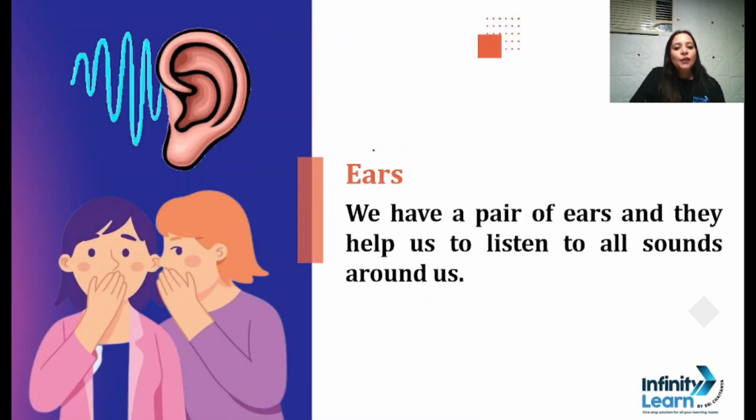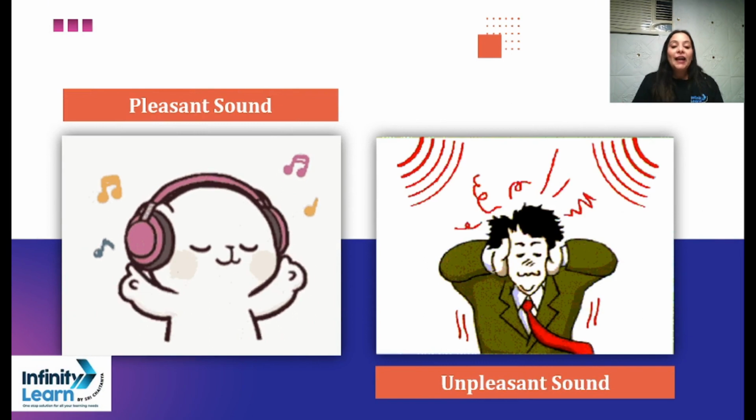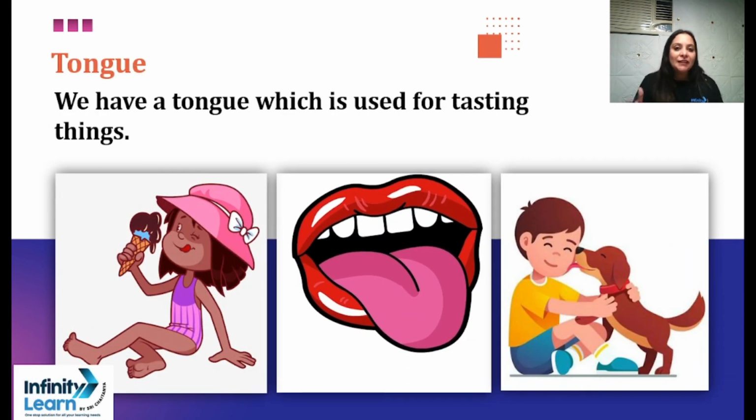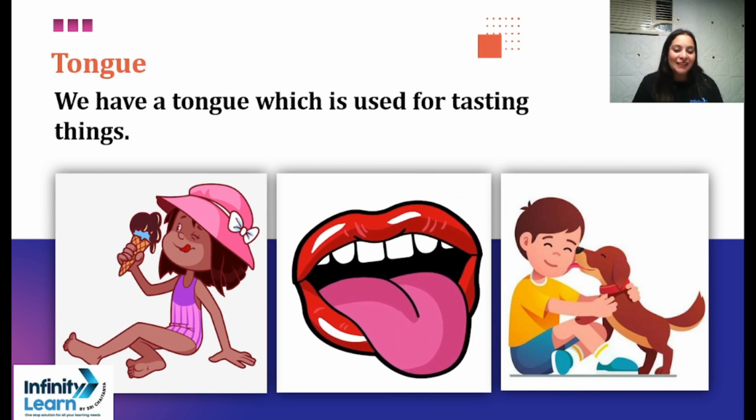Okay, another sensory organ, ears. We have a pair of ears, and ears produce the sense of hearing. Whatever sounds you can hear around you, that is just because of ears. So we have a pair of ears, and they help you to listen to all the sounds around us, and you can actually differentiate between a pleasant sound and an unpleasant sound. We all like listening to pleasant sounds. We all hate and get irritated when we hear unpleasant sounds.